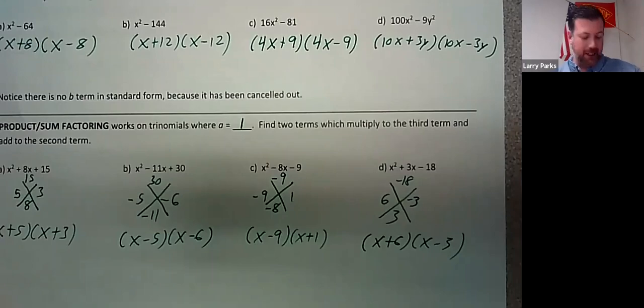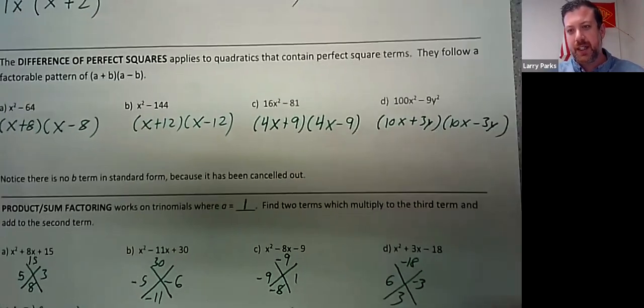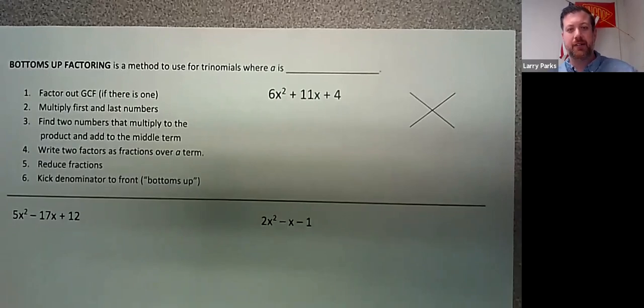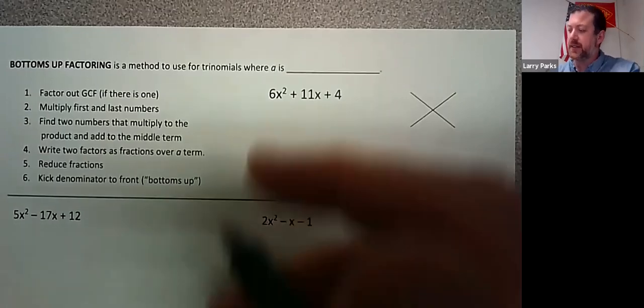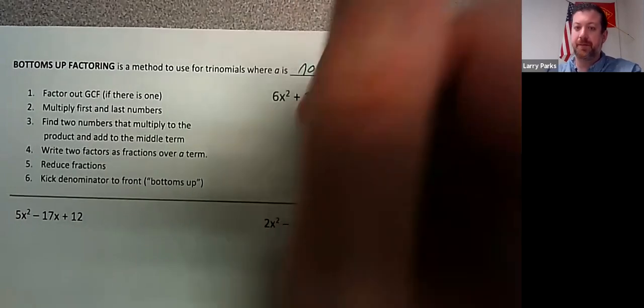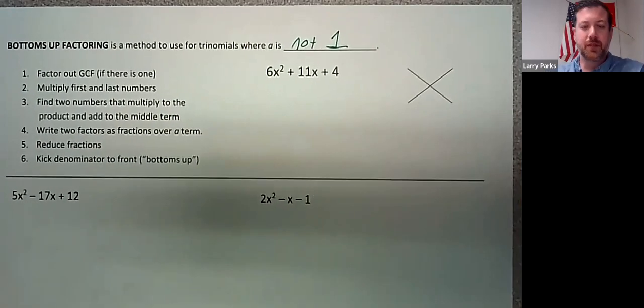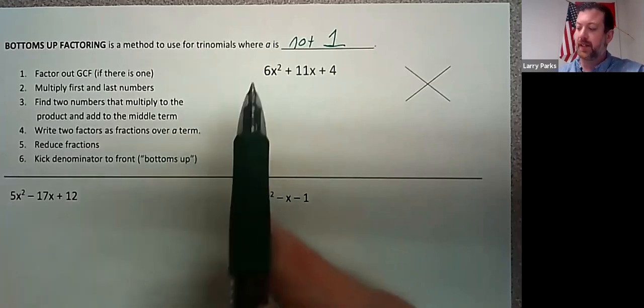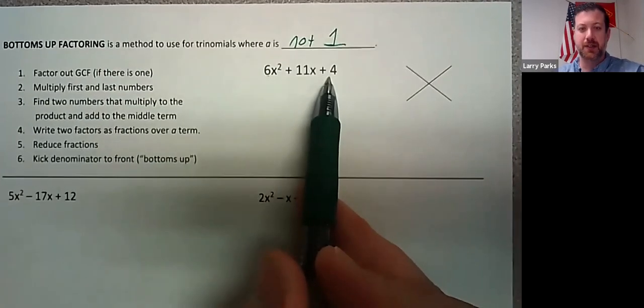Okay, finally, the last thing I need to review, and again, this is all review until we get to today's lesson. The notes I have here call it bottoms up factoring. I've never seen it written like that. But this is for trinomials where a is not 1. So you factor out the GCF. You should always look for GCF. You multiply the first and the last numbers.